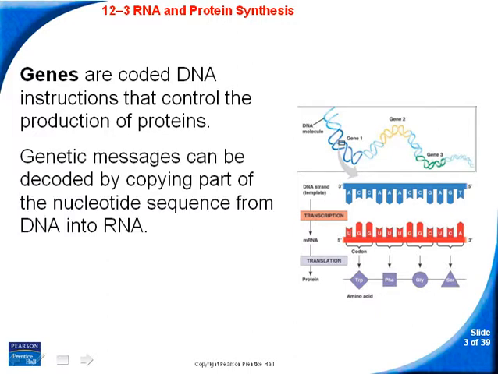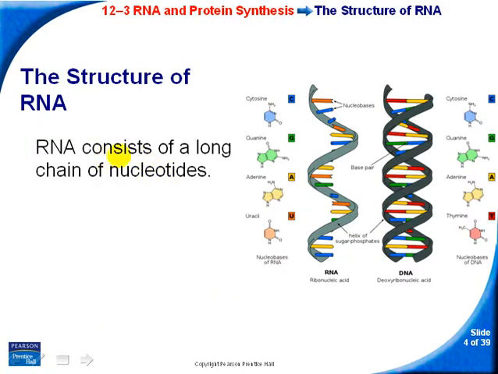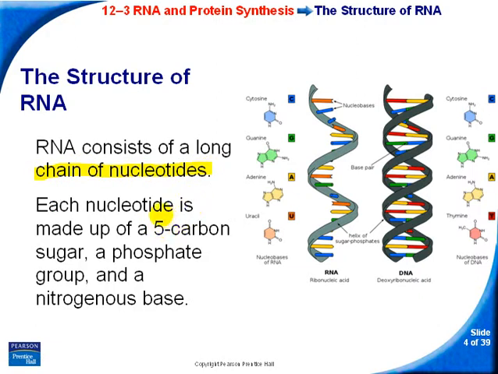The DNA, the genes, can be copied by RNA from the DNA, and from there what we can do is then decode it into proteins after we get the RNA copy to the ribosome. So RNA is a long chain of nucleotides, just like DNA, and each nucleotide is made of a 5-carbon sugar, just like DNA, phosphate group, like DNA, and also a nitrogenous base.